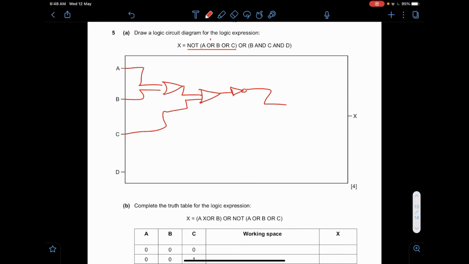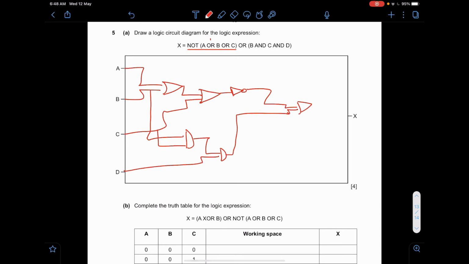So B and C and D, so B and C and D, and then we are finally doing an OR between them, right? So this is A or B, this is A or B or C, this is NOT (A or B or C), this is B and C, this is B and C and D, and this is finally your OR between these two, right?